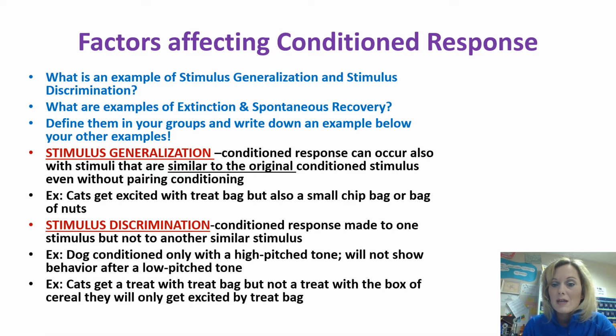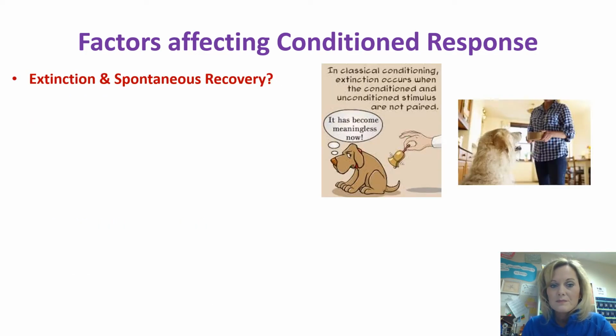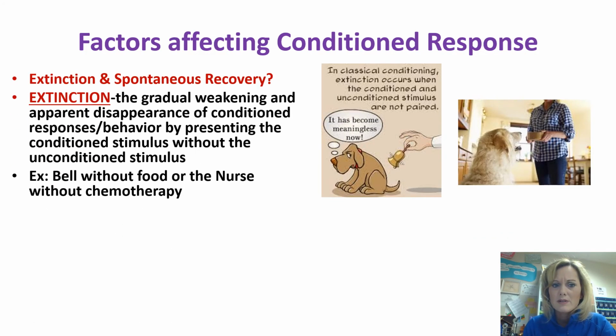Now, stimulus discrimination is what happens if you use a box. So the same thing is not going to happen if I use a box of cereal, okay? They're only going to get excited for something that's very similar. So a conditioned response made to one stimulus and not another. Another example is a dog conditioned only with a high-pitched tone is not going to show the same behavior as somebody with a dog with a low-pitched tone. They can tell the difference between the stimuli. And then what's extinction and spontaneous recovery?